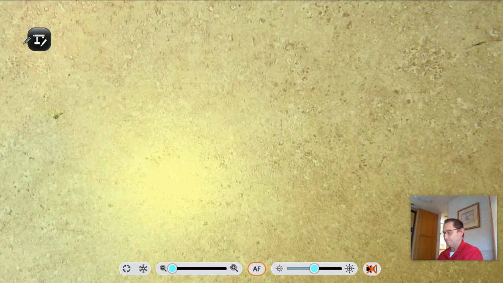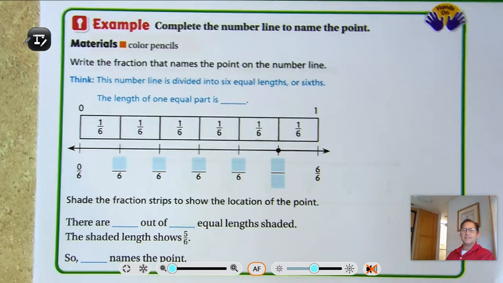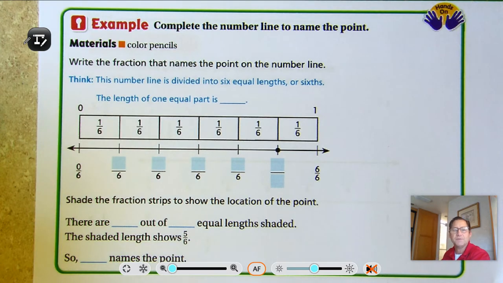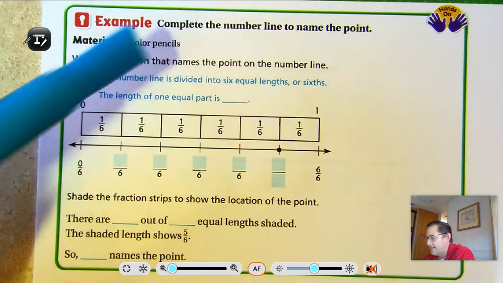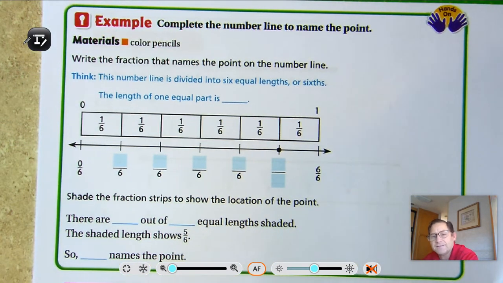Page 338, I'm sorry. And let's look at this. Complete the number line to name the point. And you can use color pencils or color markers. Write the fraction that names the point on the number line. So think, this number line is divided into 6 equal lengths, or sixths.